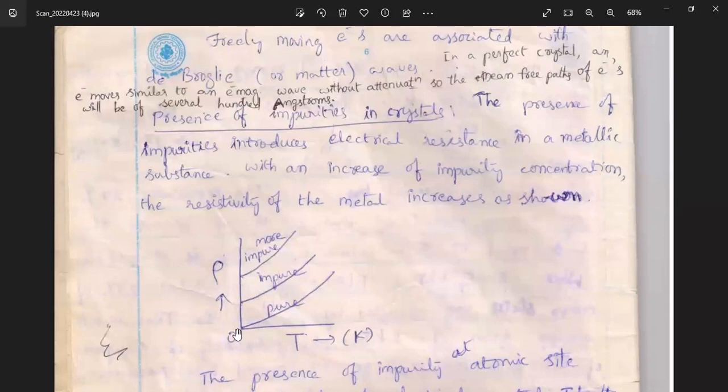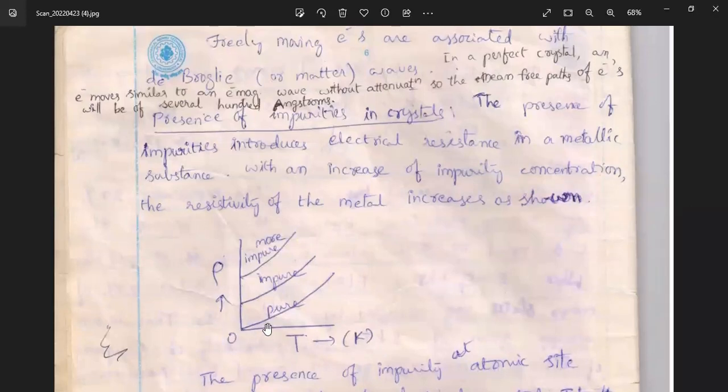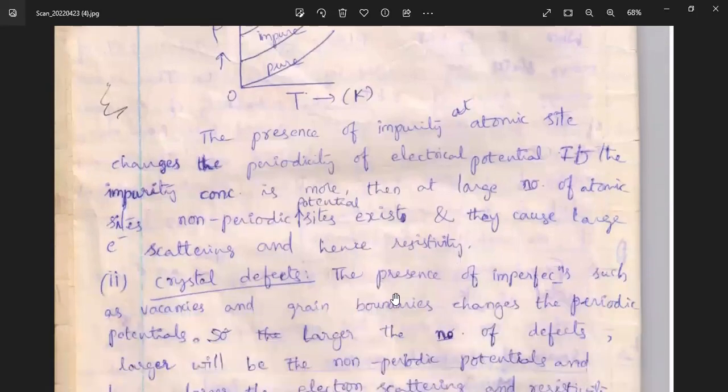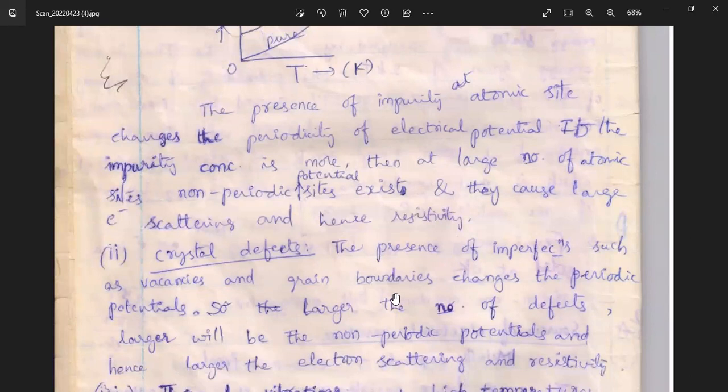See, for pure material, it started with 0, and as you raise the temperature, because other parameters are playing a role, that's why resistance is getting hiked. Otherwise, for pure material, resistance will be almost 0, because if it does not have any impurities, electrons move very freely. The presence of impurity at an atomic site changes the periodicity of electrical potential. If the impurity concentration is more, then at a large number of atomic sites, non-periodic potential sites exist, and they cause large electron scattering and hence resistivity.